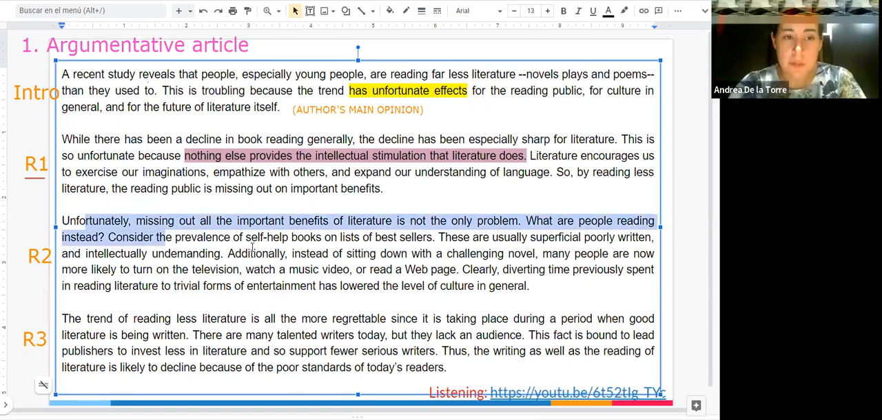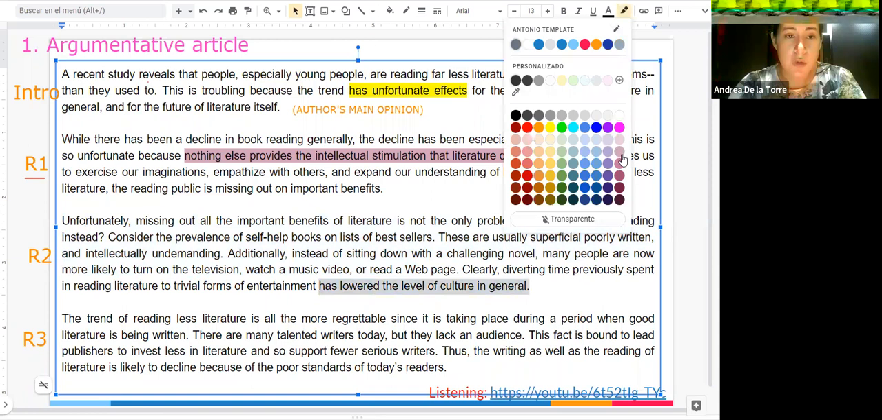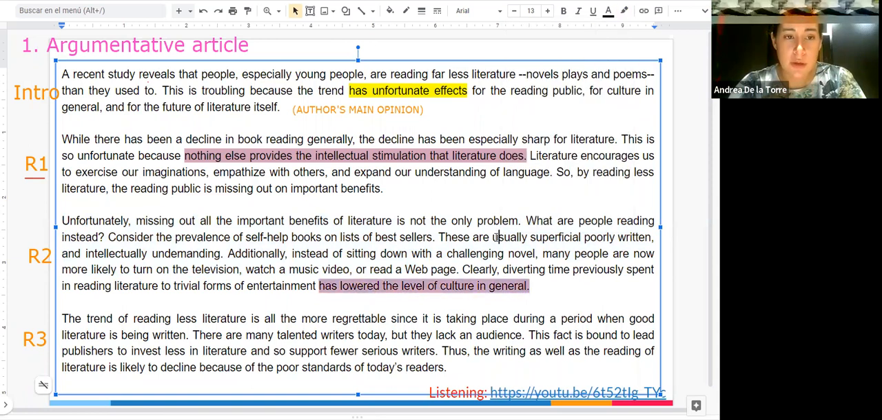So I think everything comes down to one idea, which is the fact that we're not reading literature means that the culture is being lowered, right? That is the main point. Why? Because according to the author, music videos, web pages, television, this entertainment that is superficially written and that is not demanding is not a form of culture, right? So the fact that we're not reading anymore and we're doing those other trivial forms of entertainment means that the level of culture has been lowered.